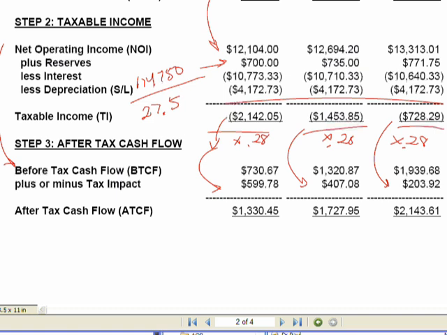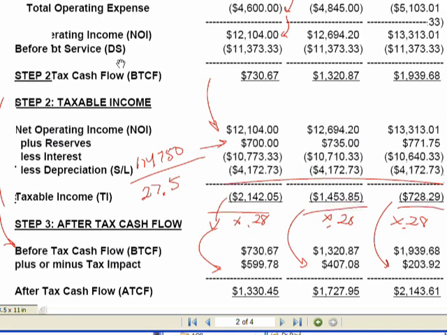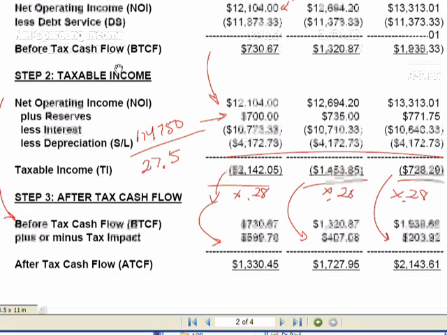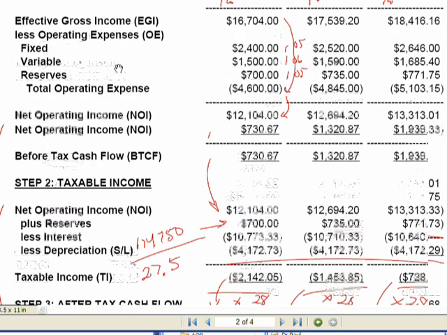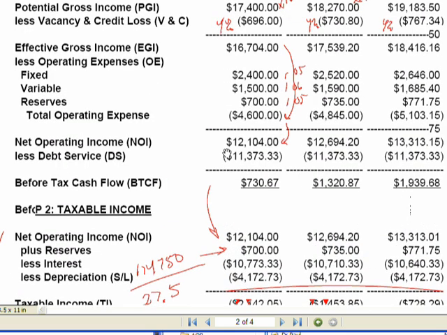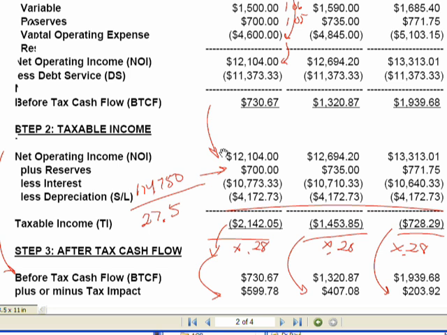Okay, step two, taxable income. So in this clip, we're going to calculate taxable income. To start out our calculation, we're going to bring down our net operating income from step one. Here's our net operating income from step one, $12,104 in the first year. We're going to bring that down to start out our taxable income calculation. And then go ahead, you can bring down years 2 and 3, net operating income.